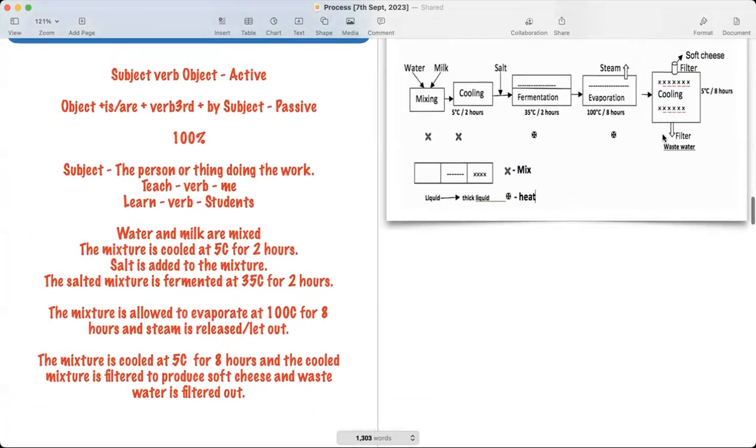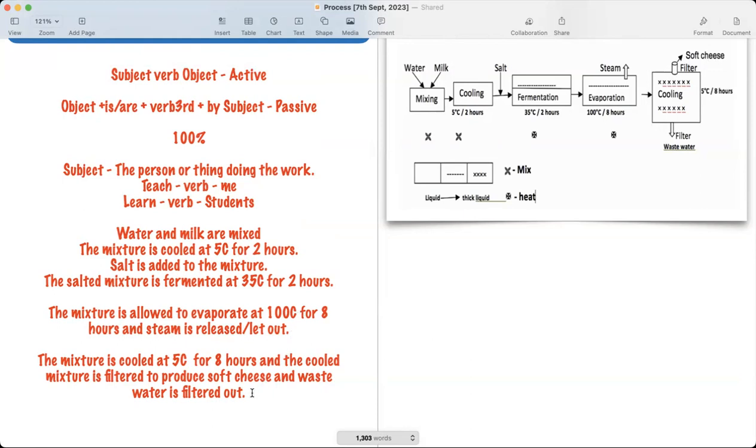Okay. And then what happened after cooling? The cool mixture is filtered. So the mixture we have cooled is filtered to produce soft cheese. And we are getting what? Soft cheese. And the wastewater is filtered out. So filtered out का मतलब जो filter से बाहर निकल जाता है, जो गंद निकल जाता है वो क्या है? So that's what I've written. Is it clear?